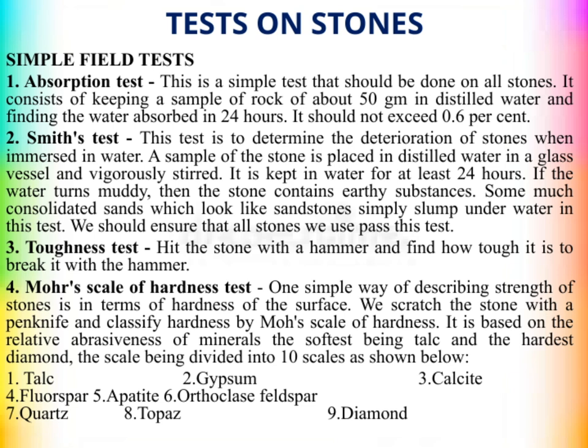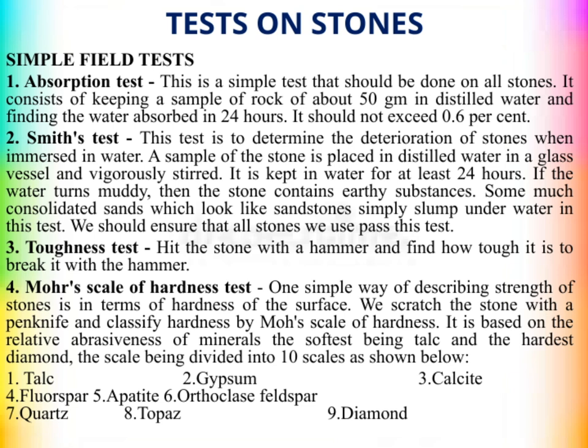The scale is divided into 10 levels, from 1 to 10, with talc at 1, gypsum at 2, calcite at 3, fluorspar at 4, apatite at 5, orthoclase feldspar at 6, quartz at 7, topaz at 8, and diamond at 10. This helps us understand how resistant the stone's surface is to scratching, which ties into its overall strength and durability. Together, these tests form a practical toolkit for evaluating stones in the field, helping us make informed choices for construction and other applications.